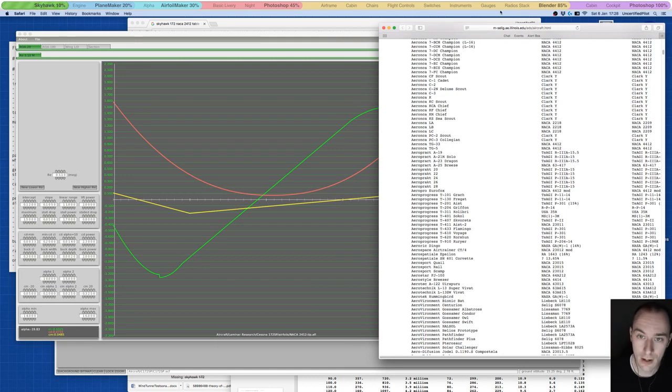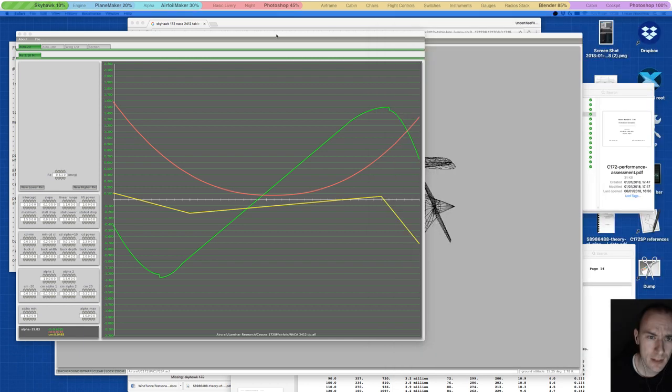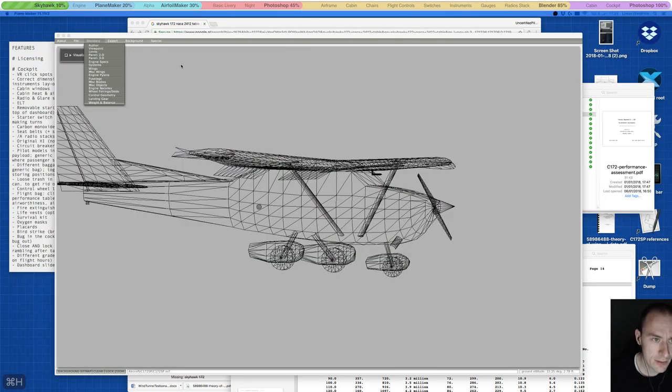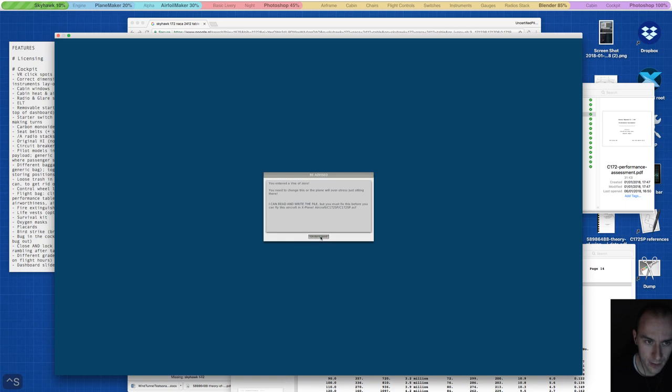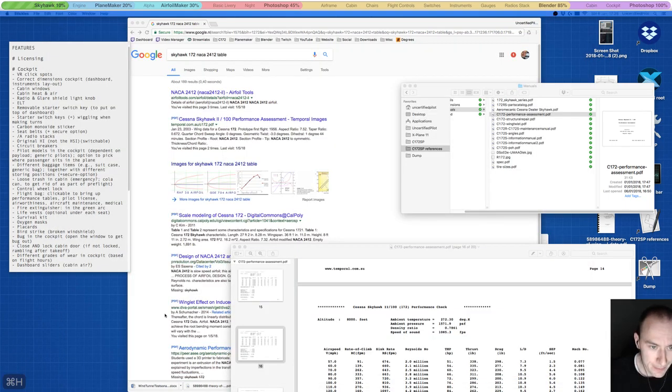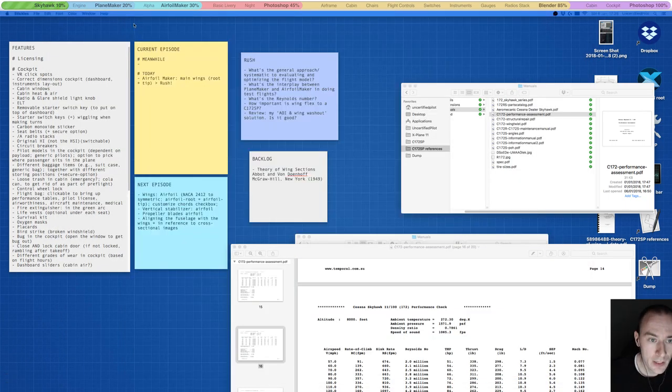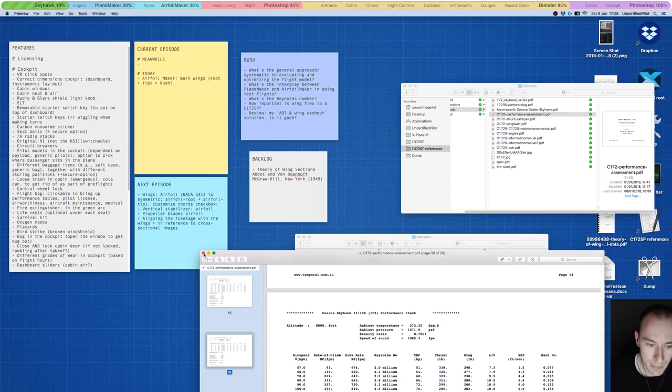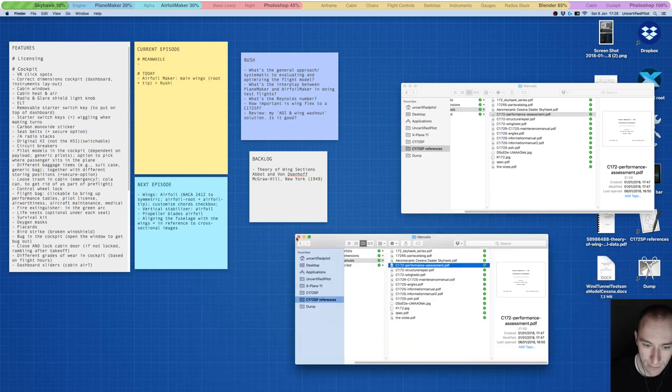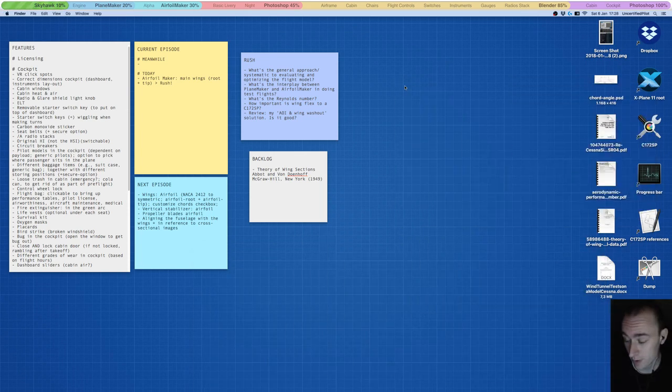So let's close it off. Let me see. I will put this away. This is saved. Yeah, so I will stop my search for those tables. That's good to know. Otherwise, we would have been searching for many streams, which is a waste of time. AirfoilMaker, main wings, and Rush. Well, Rush indeed.